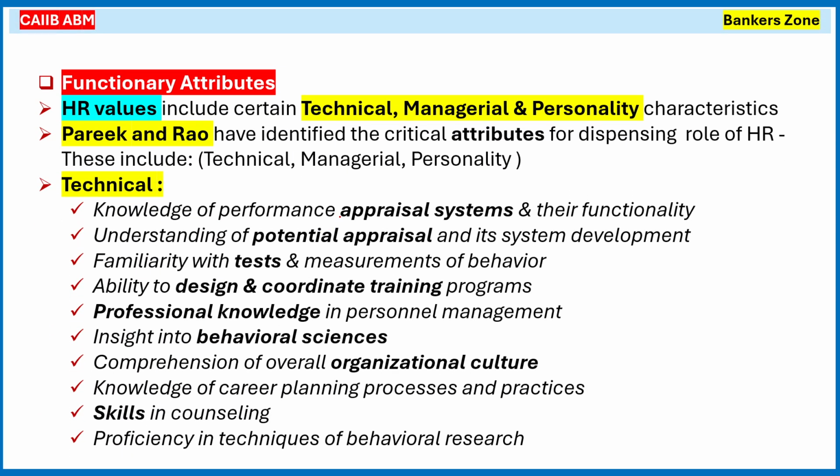Okay, now functionary attributes. HR values include technical, managerial and personality characteristics. So what are the attributes of HR? Remember, there are technical, managerial and personality. Technical means he should have competency in the technical roles. Managerial means what? What is personality? One by one we will see. Parikh and Rao have identified the critical attributes for discharging the role of HR, which include technical, managerial and personality. These are the technical characteristics HR must have. Very simple, you don't need to mug up, just go through it.